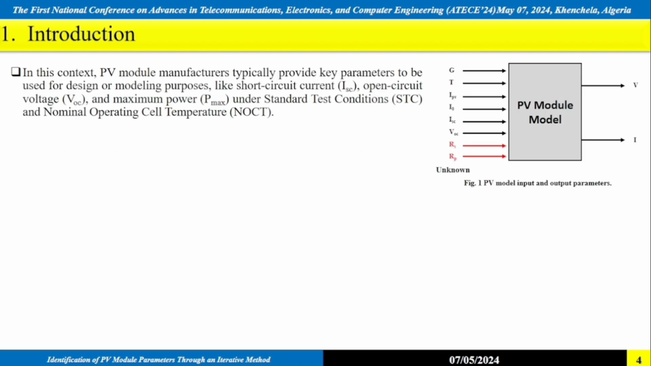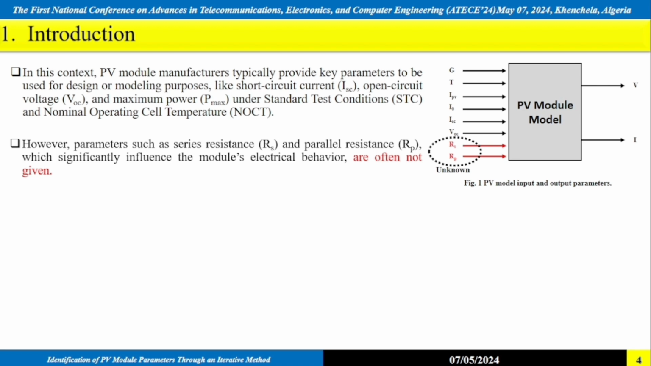In this context, PV module manufacturers typically provide us with some key parameters like the short circuit current, the open circuit voltage, and the maximum power, etc. under different conditions like the standard test condition STC and normal operating cell temperature NOCT. However, parameters like series resistance and parallel resistance, RS and RP, which significantly influence the module's electrical behavior, are often not given by the manufacturer.